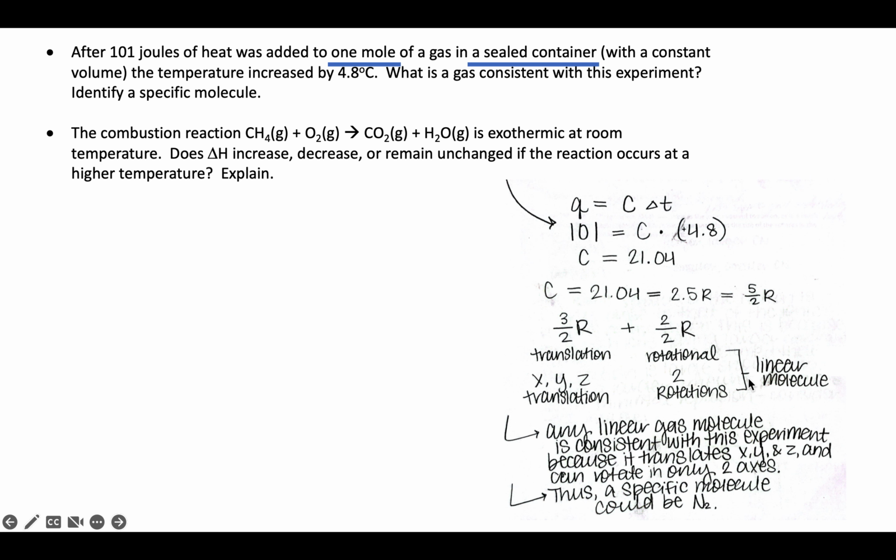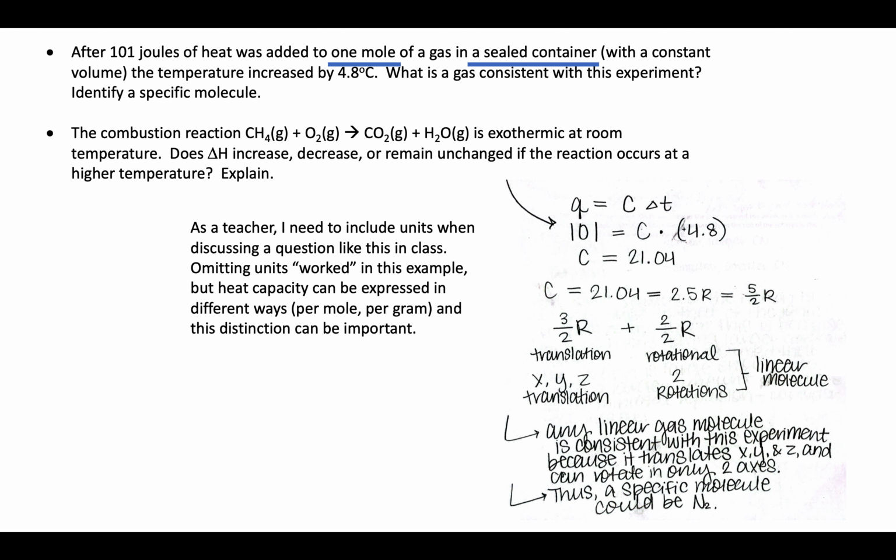What type of linear molecule? N2 would be an example. Many examples, right, of linear molecules that this would apply for. And again, because it's at constant volume, we're not adding in another increment of R. So the point of this question was to use the data to determine how many increments of R we would have, and then connect that to a plausible molecule.